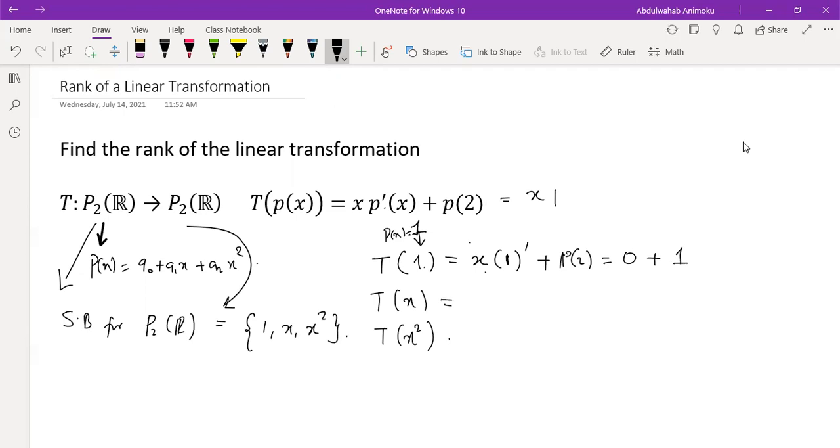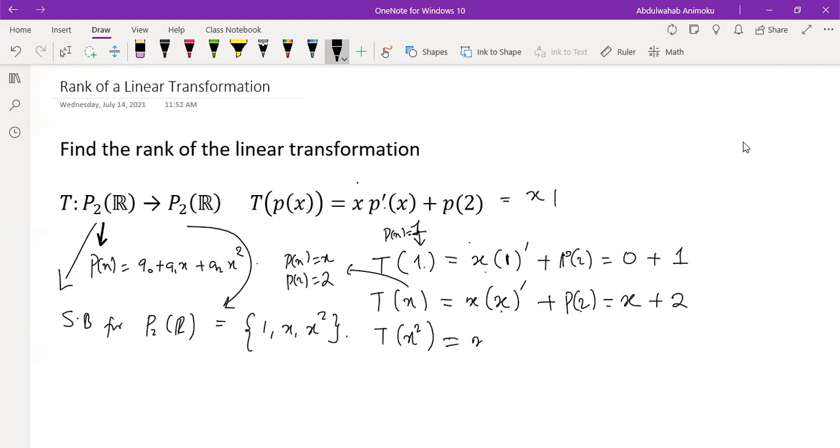What about the second one, T of x? Now our p of x is equal to x. So what we're going to have here is x times p prime of x, so that means we are taking the derivative of p of x, which is the derivative of x, plus p of 2. Now the derivative of x is 1, and 1 times x is x here. p of 2 is, when we put 2 into this, 2. So this is going to be plus 2.